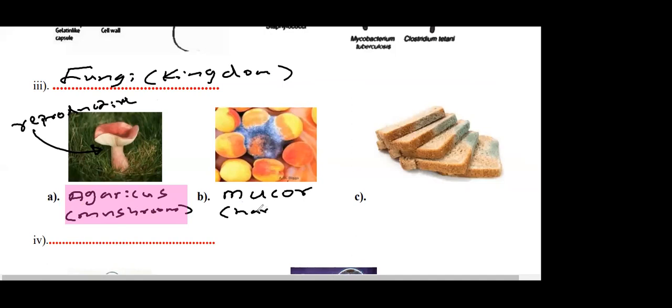Why? The spoilage of food. Harmful fungus. Did I tell? If I don't know whether you have copied down, under the previous table under harmful effects, you can write this: spoilage of food, for both bacteria and fungus, right? Spoilage of food and fruits. Then the last one you can see, this is again mucor. Spoilage of food.